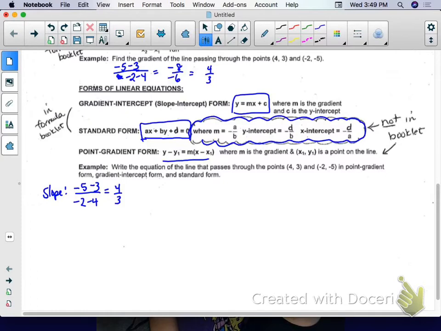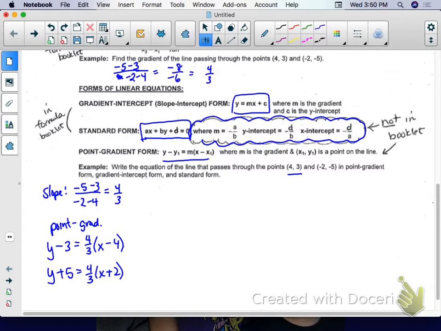Okay. Now for the point gradient, pick a point. Doesn't matter which point that you use. Personally, I like to use the point that's all positive if I have one, because that's going to be easier to plug in, but the other one is also acceptable. So for my point gradient form, I kind of abbreviated there, that's going to be y minus 3 is equal to 4/3 times (x minus 4). And you would just leave it. Now, we could also again say y plus 5 is equal to 4/3 times (x plus 2). Minus a negative, we want to change that to a plus. So both of those would be acceptable.